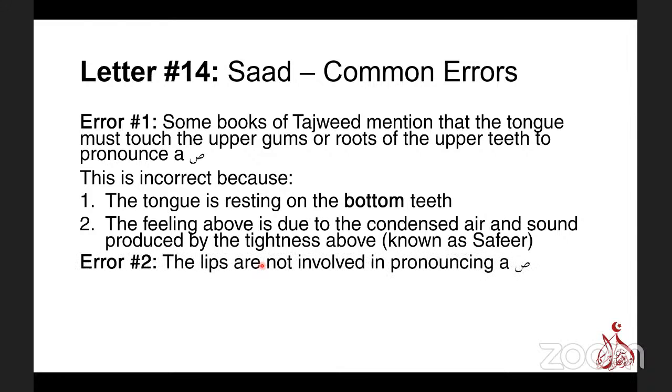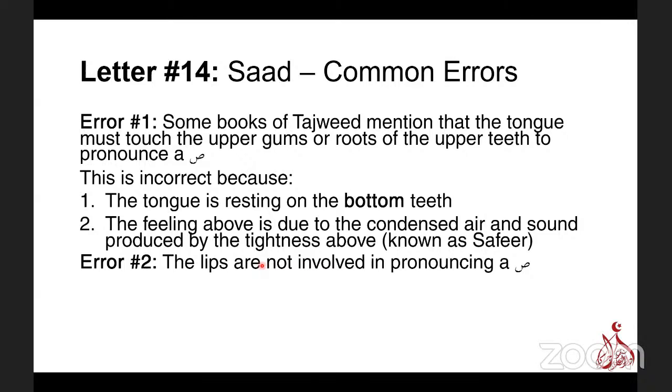Error two is that the lips are not involved in pronouncing a Saad. What happens is when some people pronounce a Saad, they make their mouth like a wow. They take their entire mouth and make it fully round, like a wow. Saad. That's incorrect. You're messing with the sound of the Saad. Saad is just supposed to be sa, su, us. If you make it round, it becomes rounded, like us, su, sa. So it's too heavy. That's too heavy for Saad.